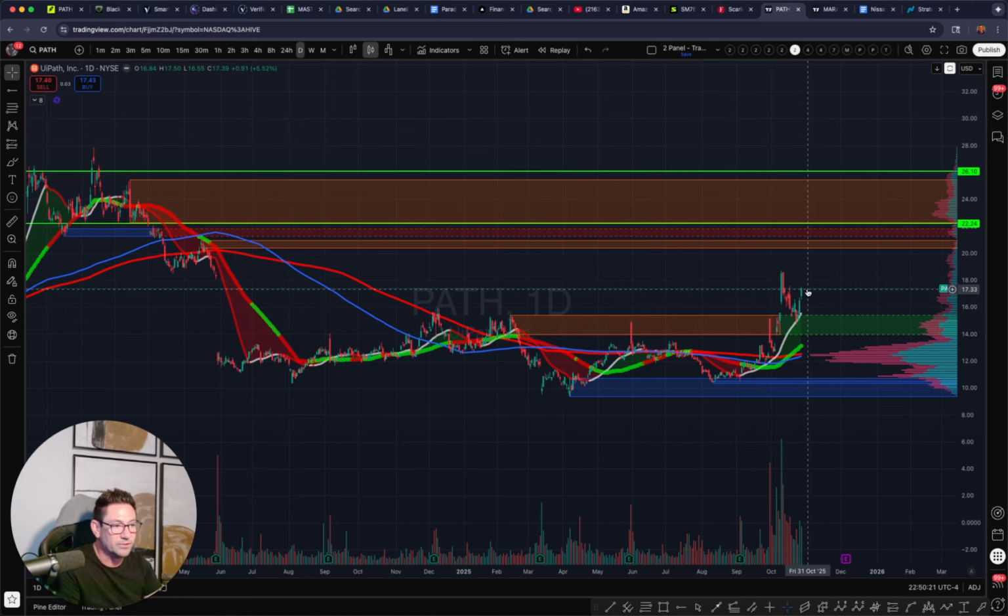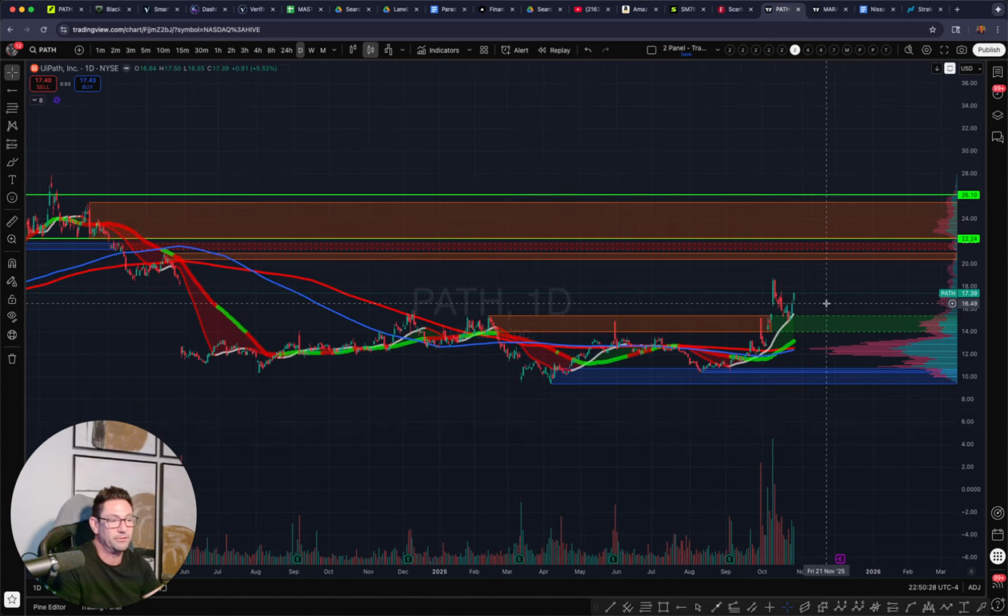Now, if we just continue to go, then we have a move and a gap up, and we just go because the market's on absolute fire right now.